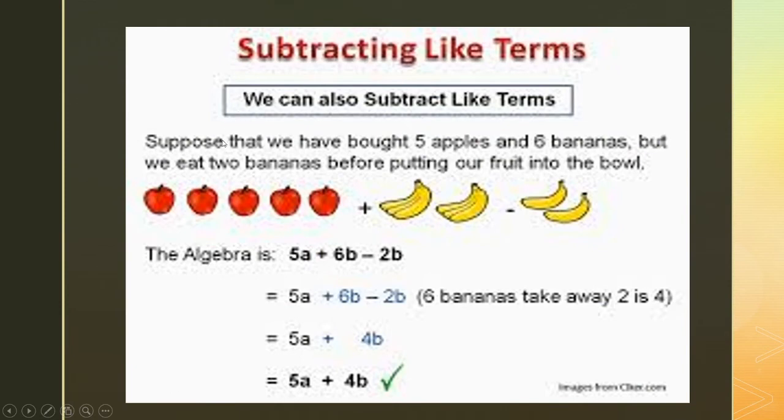Subtracting like terms. Suppose that we have bought 5 apples and 6 bananas, but we eat 2 bananas before putting our fruit into the bowl. Then in algebra, 5a plus 6b minus 2b. 6 bananas, take away 2, then it is 4. So in algebra, the expression will be 5a plus 4b.